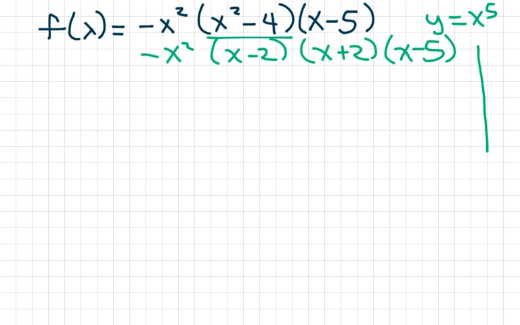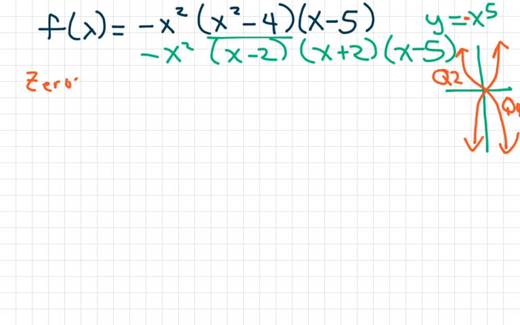So we know our power function, y equals x to the fifth, goes like this. But y equals negative x to the fifth goes like this. So my end behavior, we're going to start in quadrant 2 and we're going to end in quadrant 4. Okay? Now my zeros are 0 with multiplicity of 2. That's this part. 2 with multiplicity of 1. The rest have multiplicity of 1. Negative 2, multiplicity of 1, and 5 with multiplicity of 1.